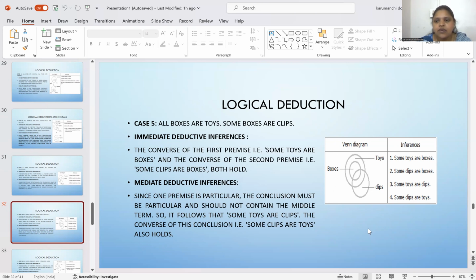So if we see the Venn diagram, from this what we derive is some toys are boxes. Yes, some toys are boxes. Some clips are boxes. Yeah, some clips are boxes. And some toys are clips. Yeah, some toys, you see here, those are clips. And some clips are toys. So some clips are toys here.